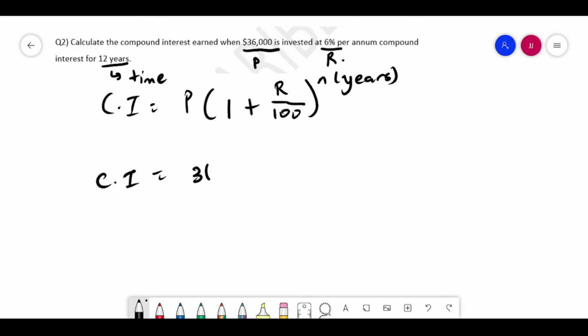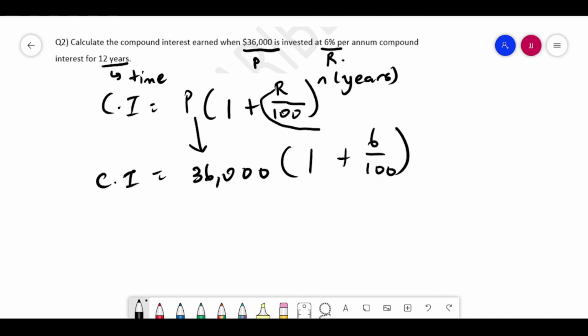Compound interest is equal to 36,000, fill it in, 1 plus 6 over 100, to the power of n years, which in this case will be 12. Therefore, compound interest is equal to, plug it into a calculator. When we plug it into a calculator, we'll get $72,439.07, right?